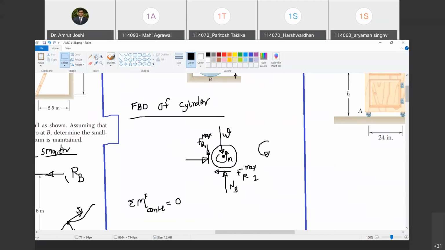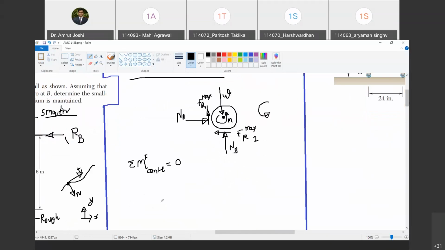Are you with me? Yes, sir. So I will write it as NA. NA and NB are passing through the centroid, so no moment. Do you agree with me? They are passing through the center, so they don't cause any moment. Happy? Yes, sir.